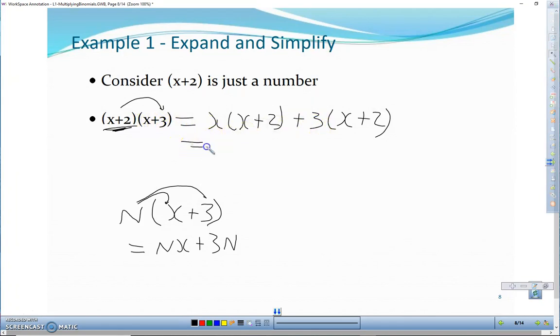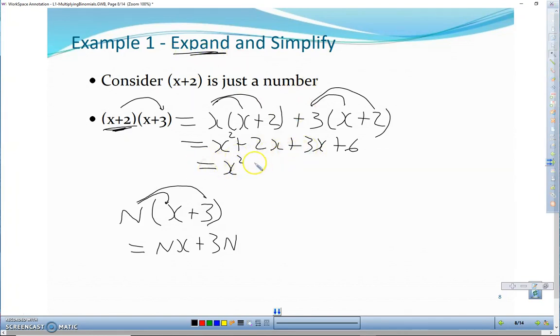And now what we can do is we can expand x times x, these monomial times binomial, that's x squared. X times 2 is plus 2x, plus 3 times x is plus 3x, and 3 times 2 is plus 6. So now what we've done is we've expanded, but we need to simplify by collecting these like terms down here. So x squared, the 2x plus the 3x turns into 5x, and we've got plus 6.